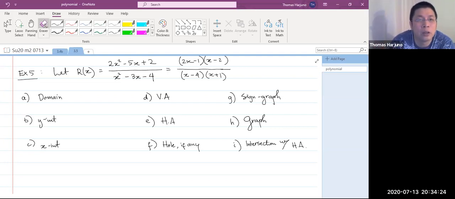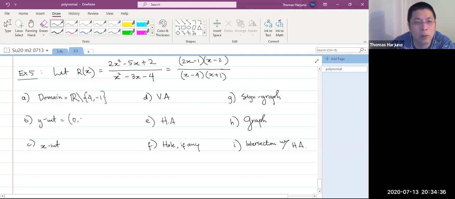Okay, but you will see the key is actually to factor them. So the domain will be all real numbers except 4 and -1. The y-intercept is (0, -2/-4), which is (0, -1/2).